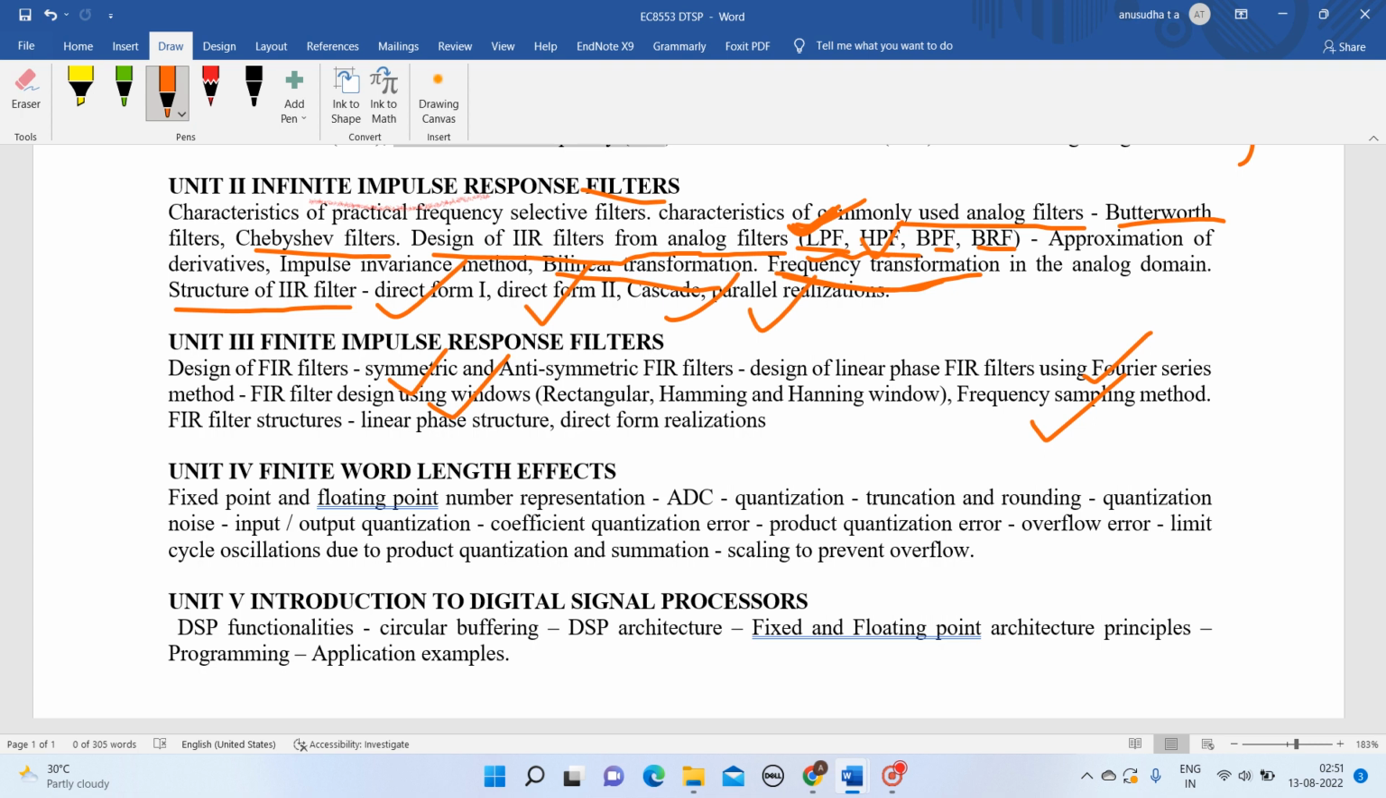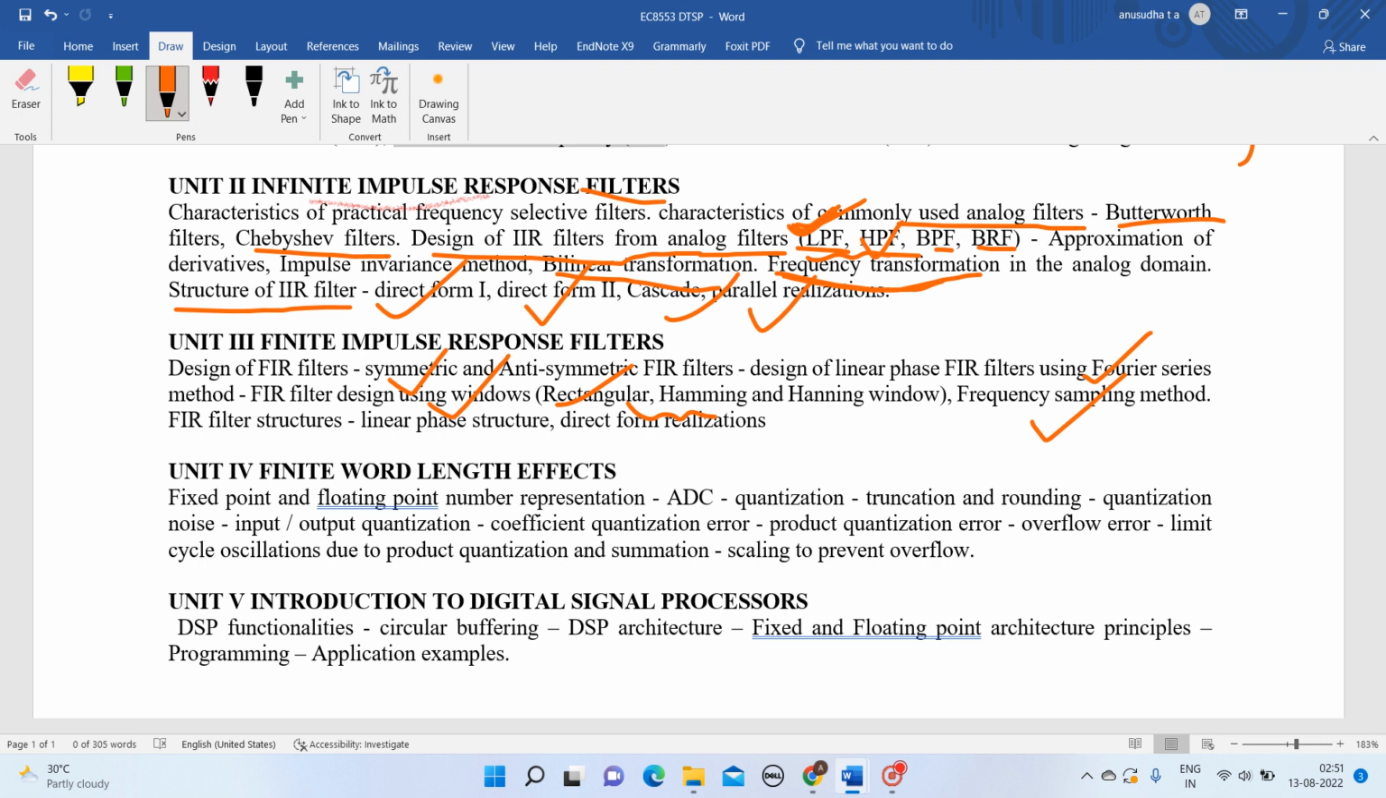But according to me, the windowing method is very important from the exam point of view. In this method, there are three techniques to design the finite impulse response filter, such as rectangular, Hamming, and Hanning windows. Especially the first two methods are very important. You have to understand the concept, procedures, and equations, and develop expertise.